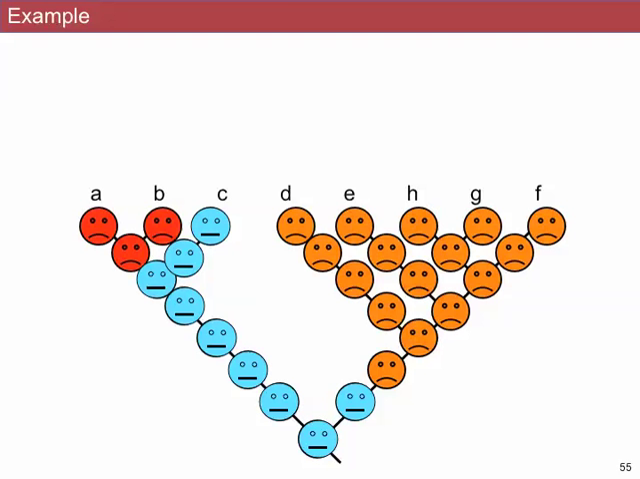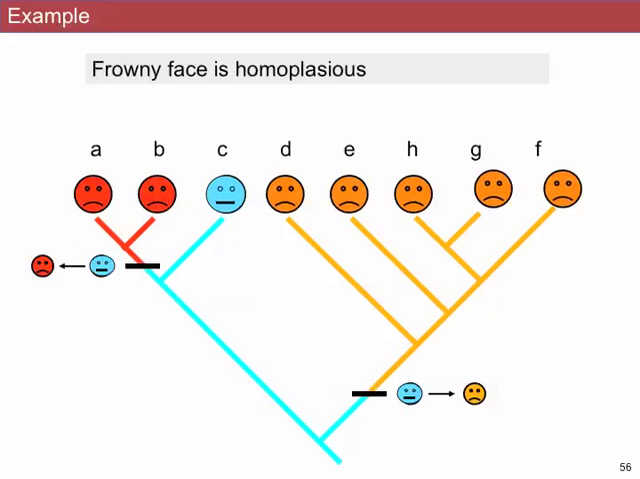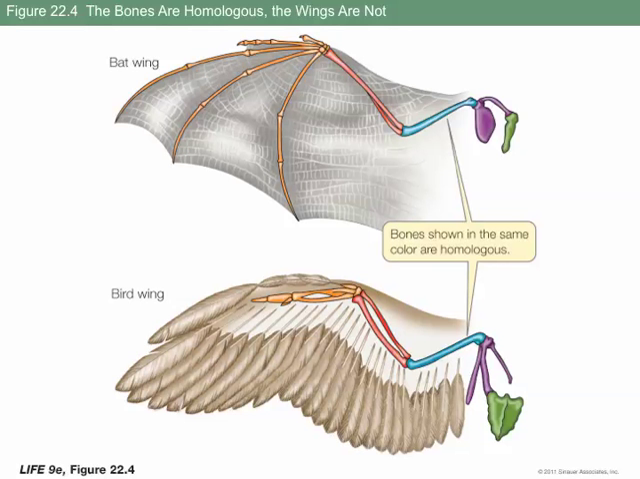So if we compared A, B, D, E, H, G, and F to each other, they are similar in that they have the same character state. But their character state did not all originate from a common ancestor. So that is homoplasy. Whenever you have a character state mapping that looks like this, where you have one branch where you had the origin, the change to a particular character state, and then another branch where you had a change to the same character state, that is homoplasy.